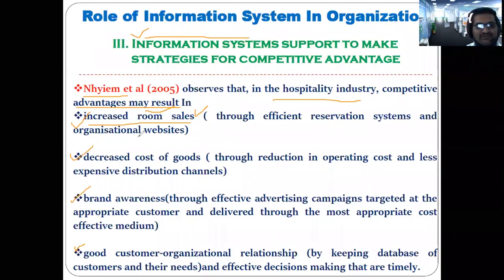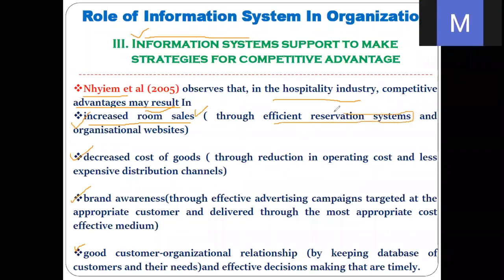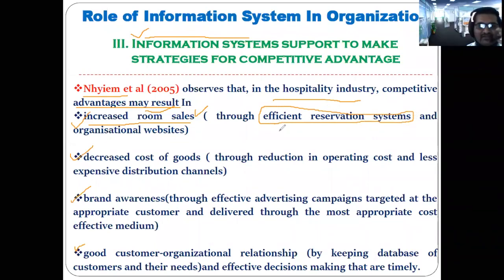Through the information system, advertising. How exactly? Advertising. Then one of the ways I have shown here is an efficient reservation system. It means what? A user-friendly reservation system and the organizational websites.